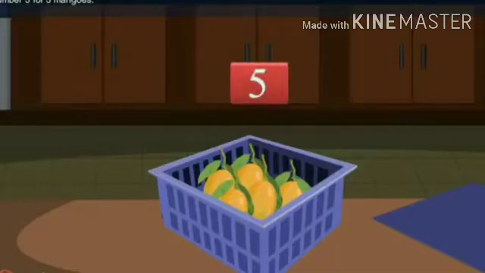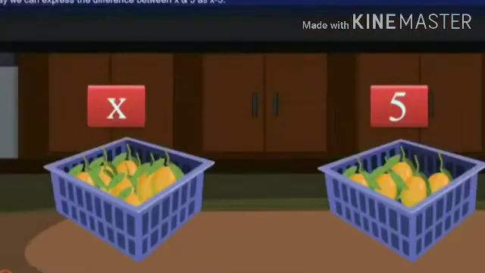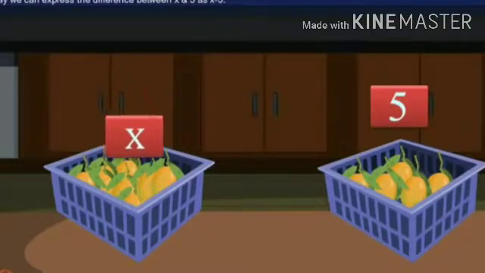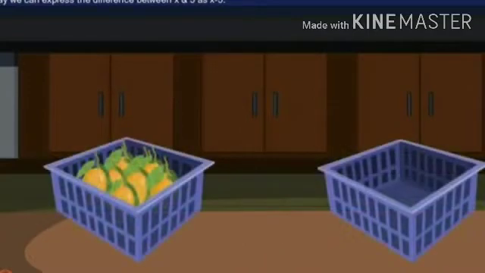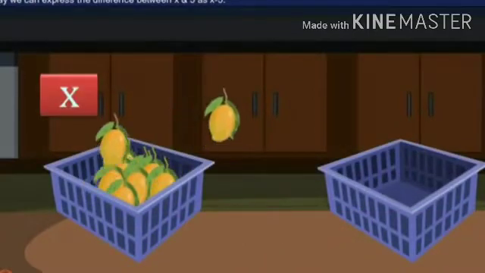We can write the number 5 for 5 mangoes. The number of mangoes in the basket may be 35 or maybe 50 or maybe 100. The value of X may vary. Hence, X is called a variable and the number 5 is called a constant. Now to count the total number of mangoes, we add both. The total becomes X plus 5. We call such an arrangement an expression.